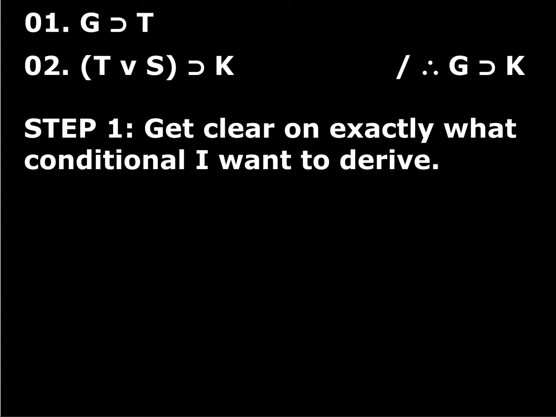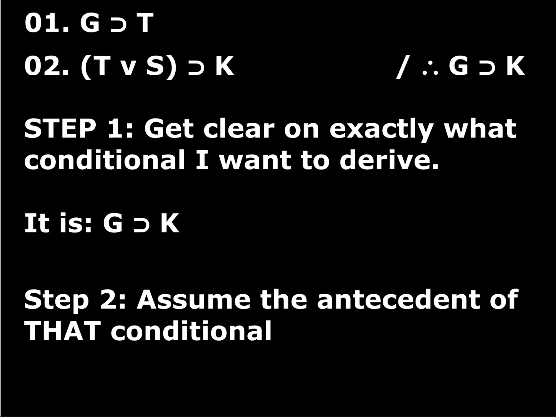So step one, I want to get clear on exactly what conditional it is that I'm trying to establish. What am I trying to derive? And it's if G, then K. In this case, it happens to be the conclusion. And the reason I want it is because if I can derive it, then my proof's over. But that's not always the case. Sometimes I might want a conditional even though it's not the conclusion, because I know that if I had that conditional, I would be able to get the conclusion somehow. That's a piece that I need as part of my process. But in this case, it's the conclusion. So I'm clear on the conditional I want.